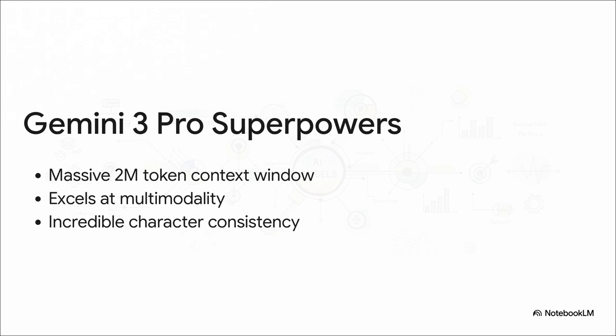Rounding out our flagship heavyweights is Google's Gemini 3 Pro. Just like Grok, it features that same massive 2 million token context window, which is perfect for processing those gigantic documents. But where Gemini 3 Pro truly shines brilliantly is in multimodality. Let's say you need to generate an image of a professional woman, and then you need that exact same character teaching at a whiteboard, then working in a coffee shop, and then leading a workshop. Gemini 3 Pro is your go-to because it maintains incredible character consistency across all those wildly different visual scenarios.